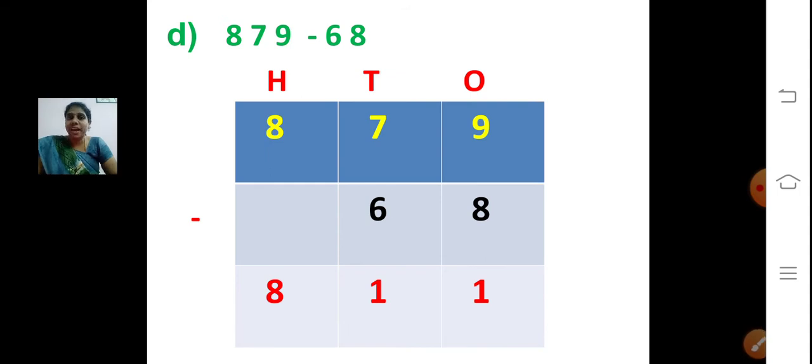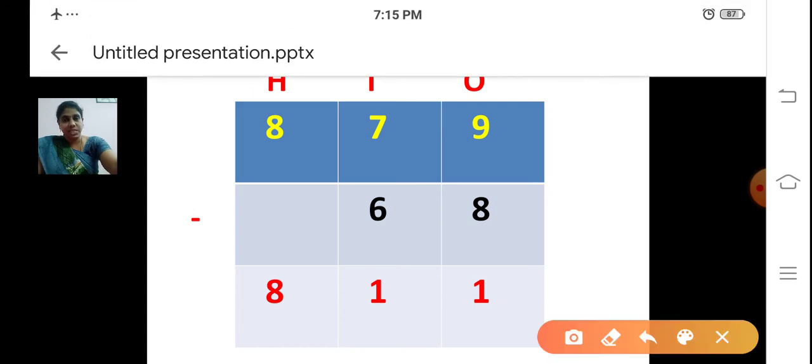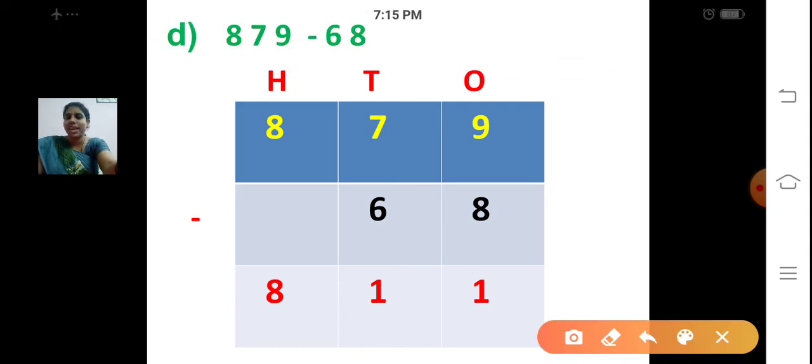D sum, 879 minus 68. You're going to subtract 68 from 879. Here in the blank space provided, you're going to write the numbers in the exact places. So take the first number, 879: 9 in the ones place, 7 in the tens place, 8 in the hundreds place. Now take the smaller one, 68: 8 in the ones place and 6 in the tens place. Let's subtract these two numbers.